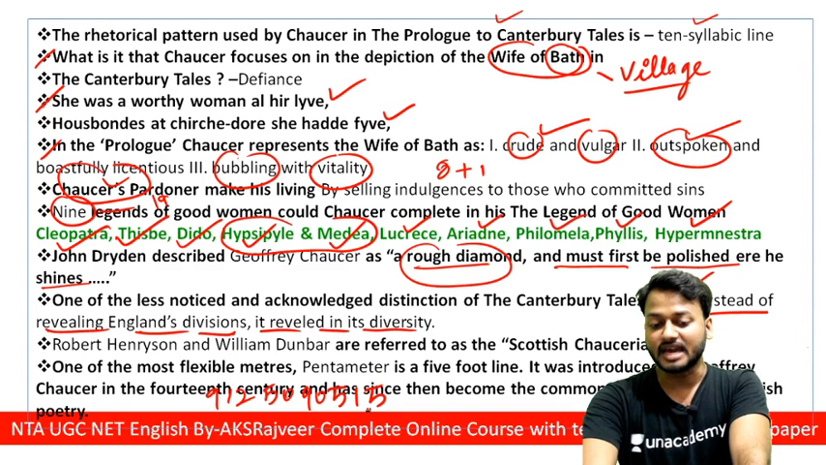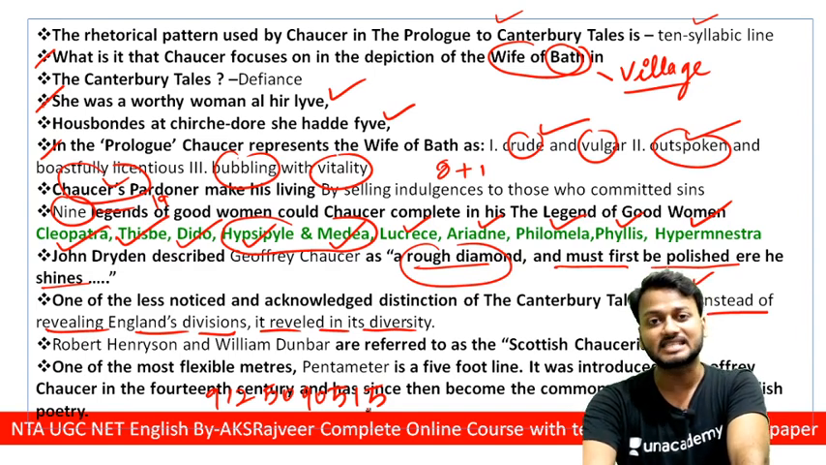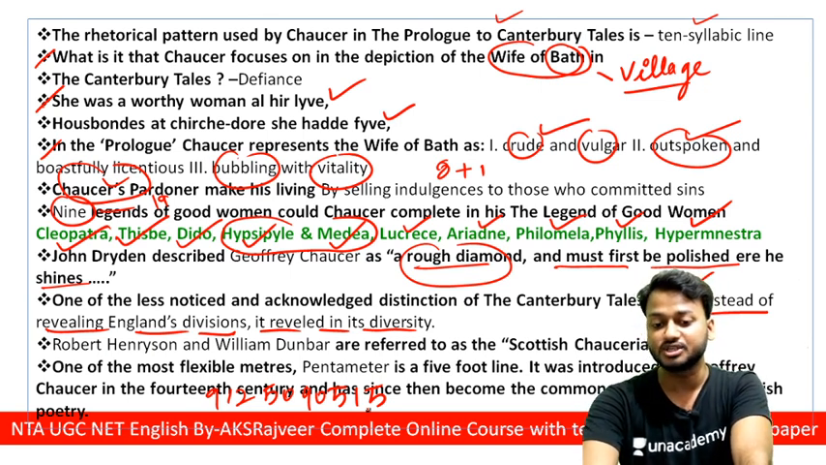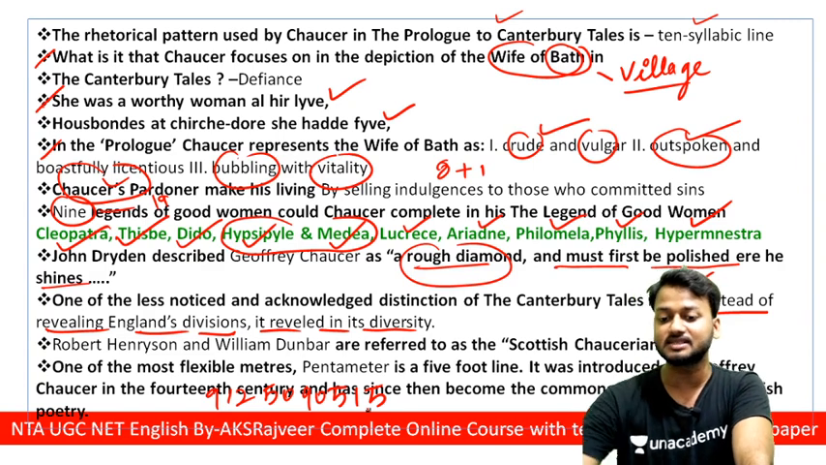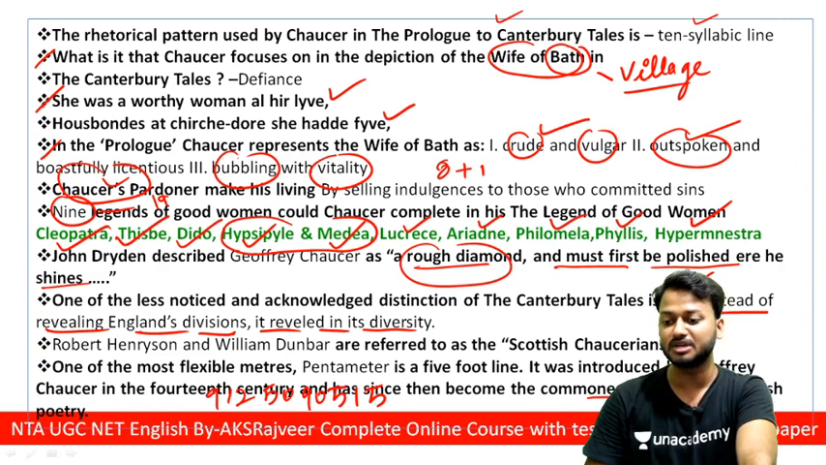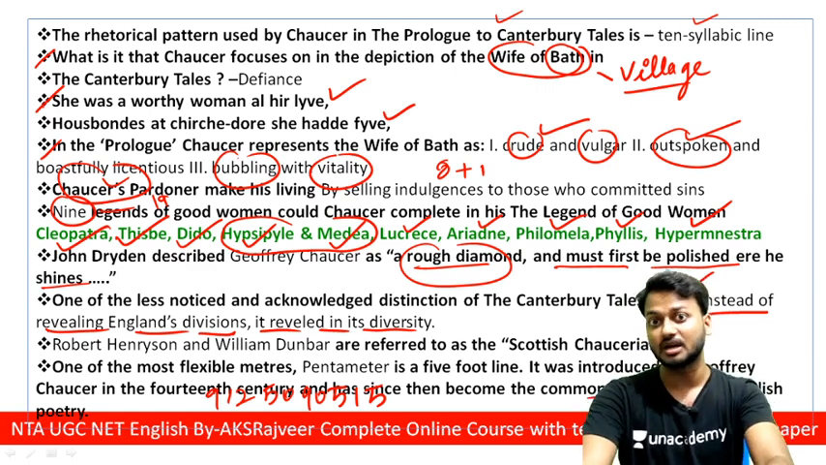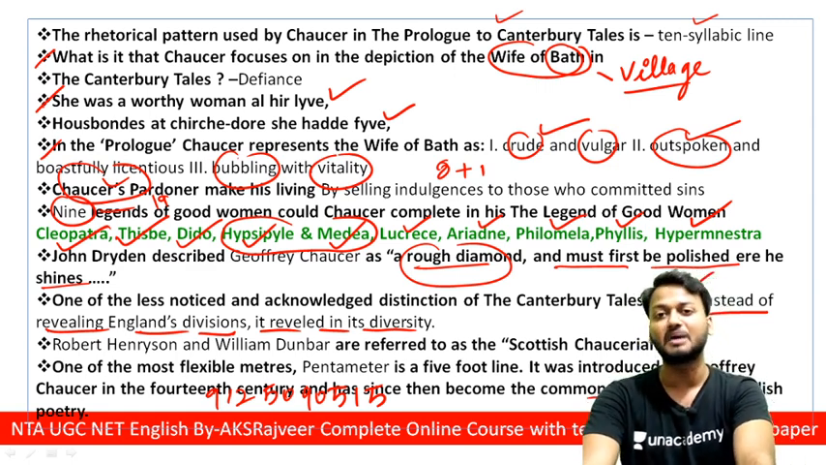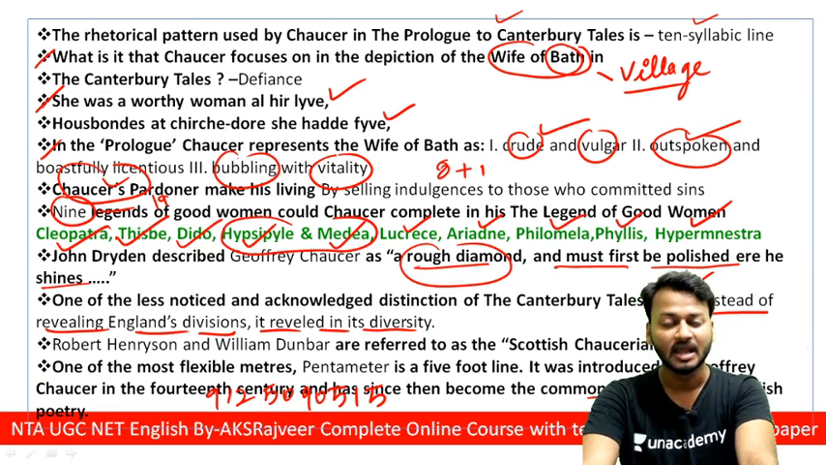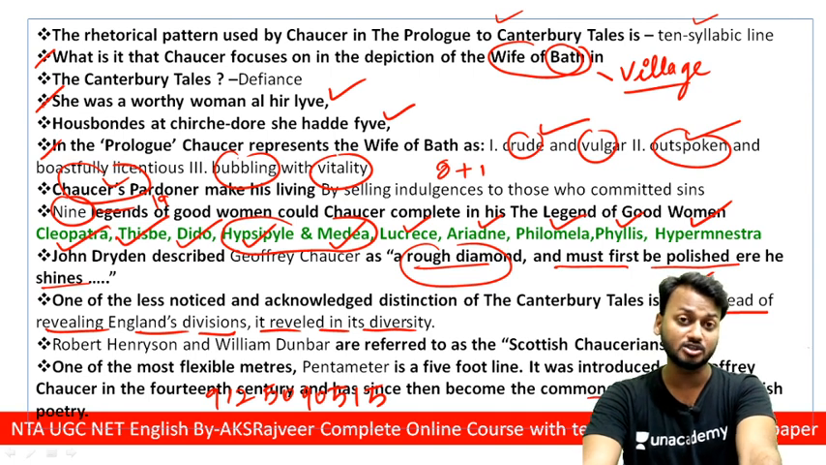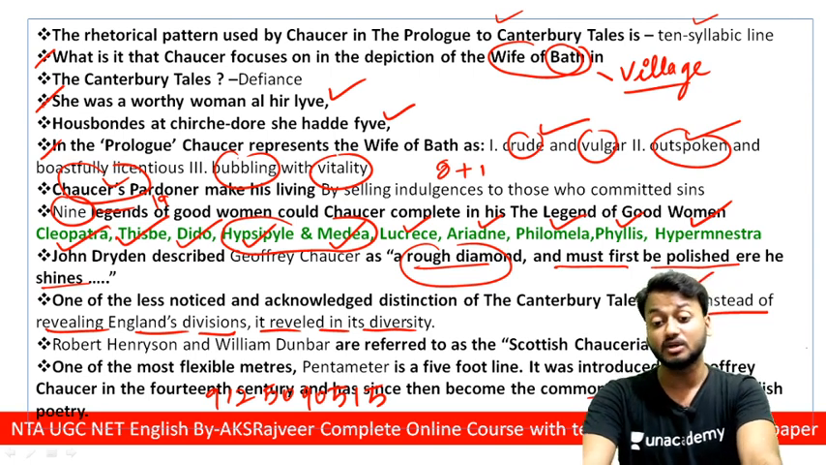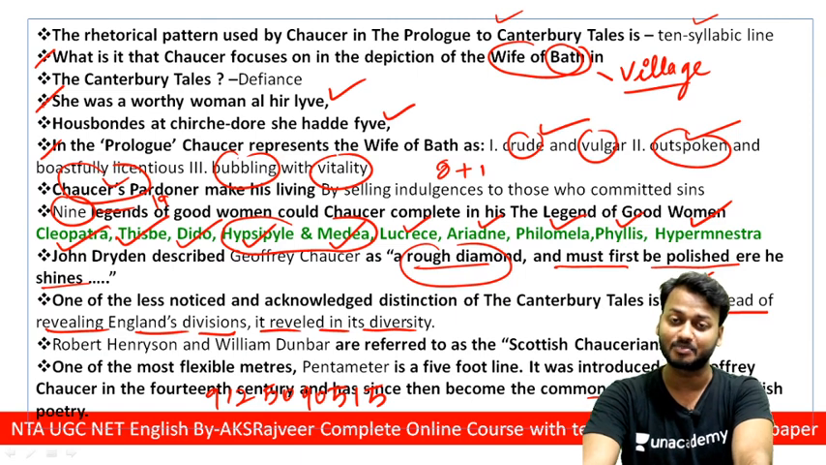See the next one point. One of the most flexible meters is the pentameter, a five-foot line. It was introduced by Geoffrey Chaucer in the 14th century, and since then it became the commonest meter in English poetry. This pentameter, or heroic couplet, became the most prominent form during the neoclassical time period. John Dryden wrote wonderfully in heroic couplet, and Alexander Pope also wrote in heroic couplet.